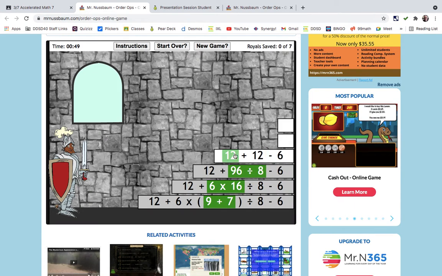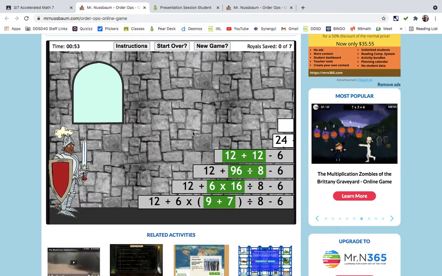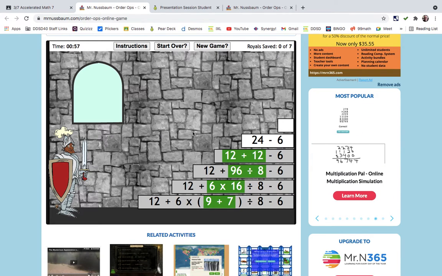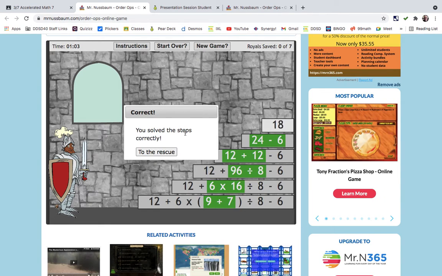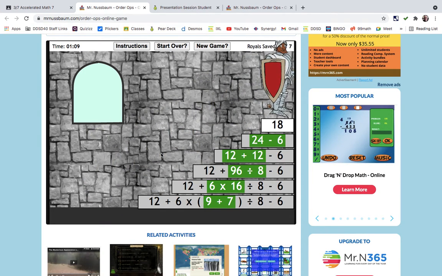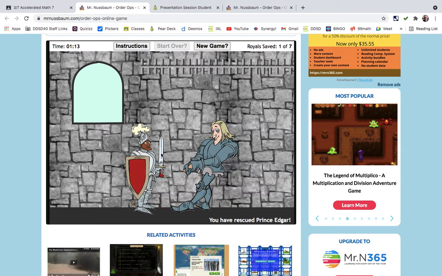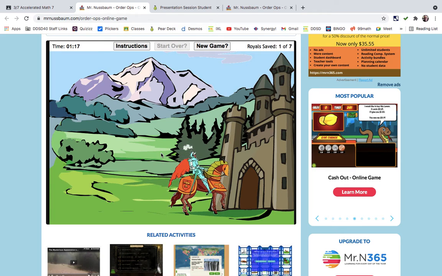And then I'm going to do 12 plus 12 next. I'm going left to right. That's 24. And then 24 minus 6 is 18. And then it says that I did it correctly, so I click on to the rescue. All the steps are correct. The knight can go up the steps and rescue the prince, and you get another problem.